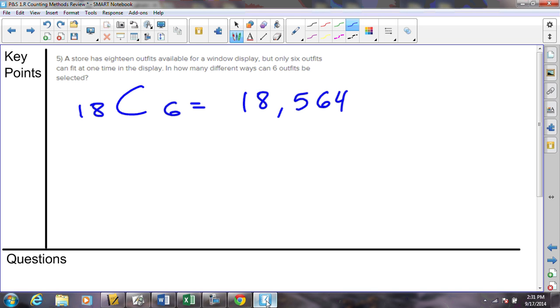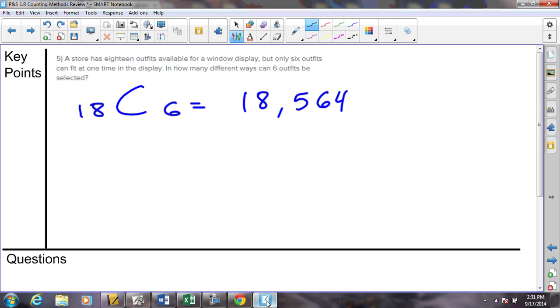Is it possible that a mistake still could be made? Sure. But you're kind of trusting the fact that whoever created the calculator knew what they were doing. And if you don't trust them, then you can do 18 times 17 times 16 times 15 and do all that stuff completely by hand if you don't want to trust them.